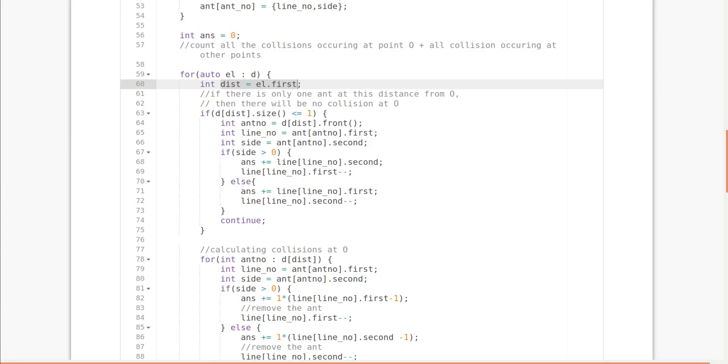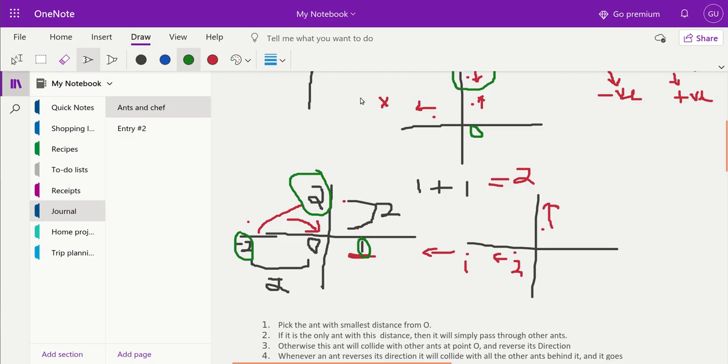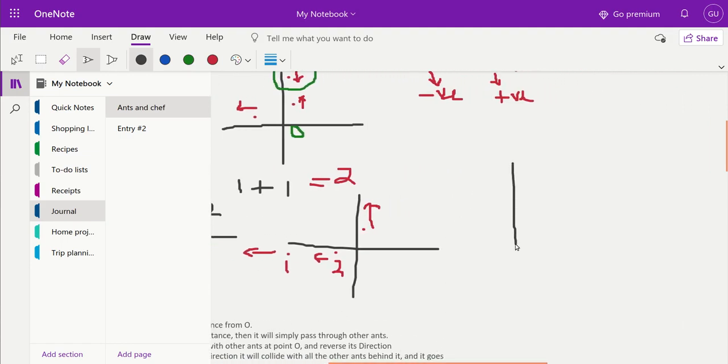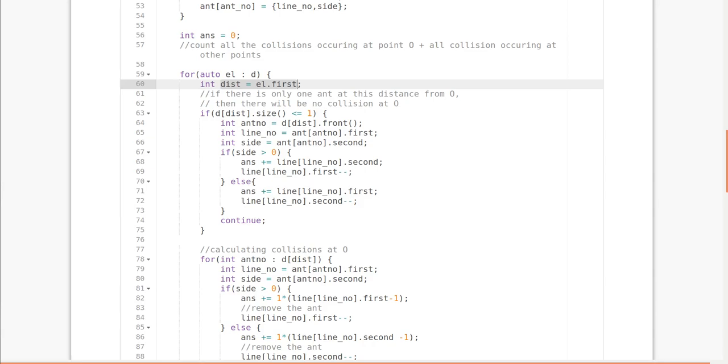So if there is only one aunt, like in this case, at a distance of 1 there was only one aunt, but at a distance of 2 there are 2 aunts. So there is only one aunt at a distance of 1. So this will simply pass through. Then there will be no collision at O because it is the only aunt with this distance.